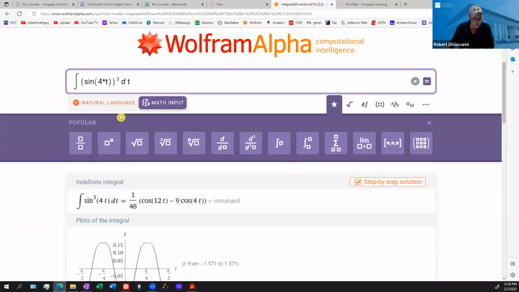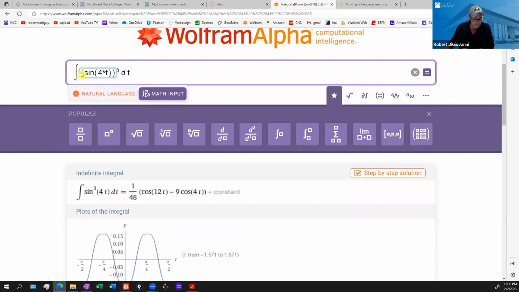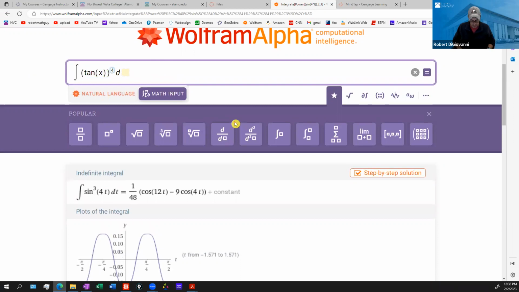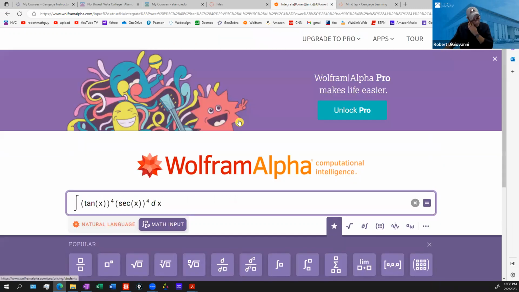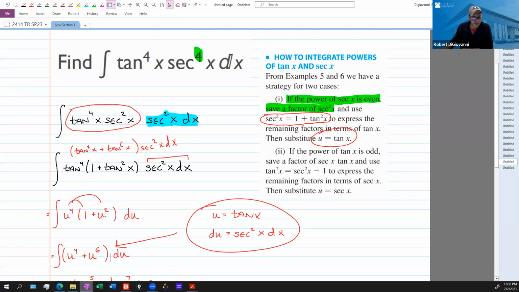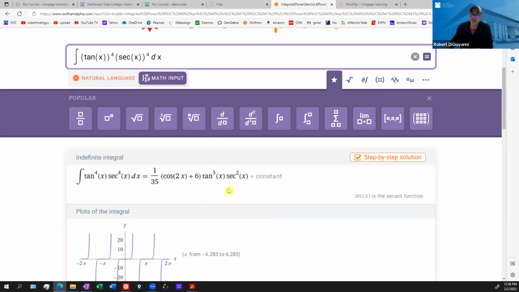Curious to see what the computer does with that. It should be a mess. Let's see, it's tangent x to the fourth, secant x to the fourth dx. Yeah, here we go again, right? We've got a cosine 2x in there. Where in the world is that coming from? Oh yeah, it was secant to the fourth. So nobody's getting this answer.